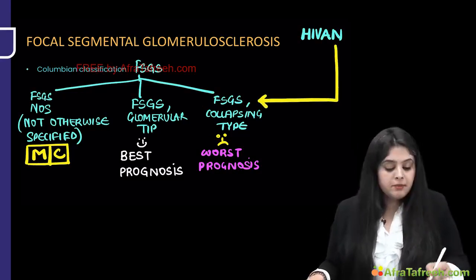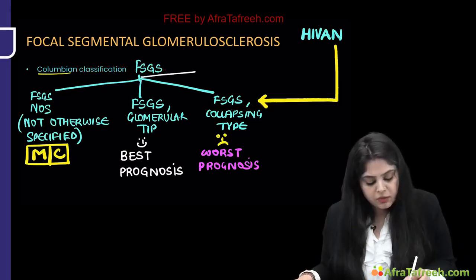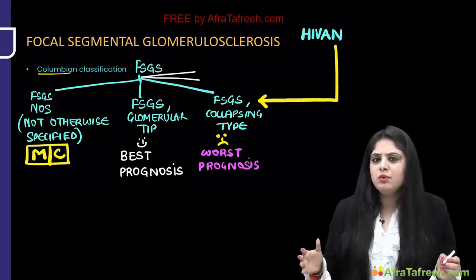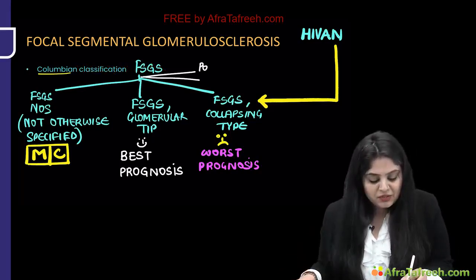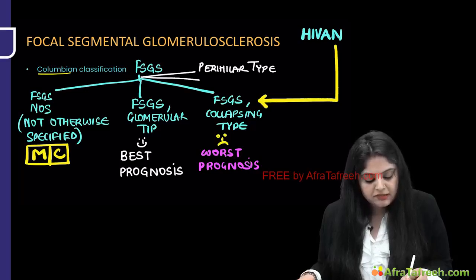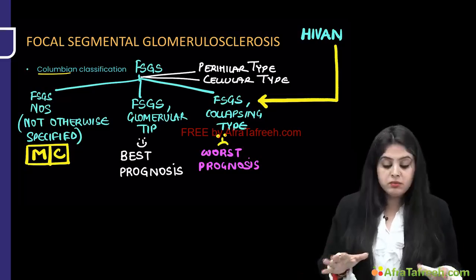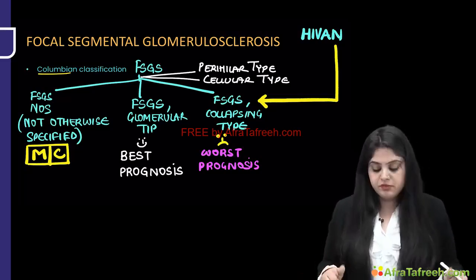Like I told you, Columbian classification says there are 5 types. So there are 2 tiny little ones which I'm going to write over here. You want to learn them, don't want to learn them, your wish. There is also something known as a perihilar type, and then there is a cellular type. These are 2 additional things that you have to know. If you can work it around, you learn it, very good. But the first 3, the main ones, are the most important.